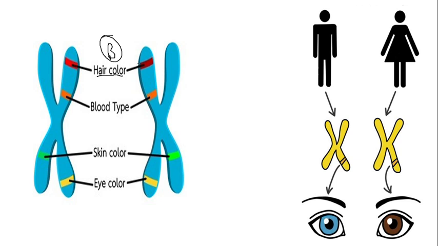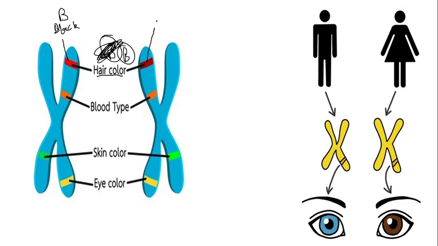However, we have two types of hair color, black and blonde. I'm using the letter B, not because black starts with B; I can use any letter. Let's continue using B. So the black hair color will be represented by the capital letter B, and the blonde will be represented by the small letter b.